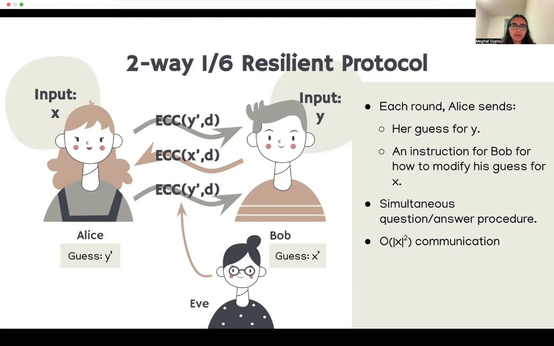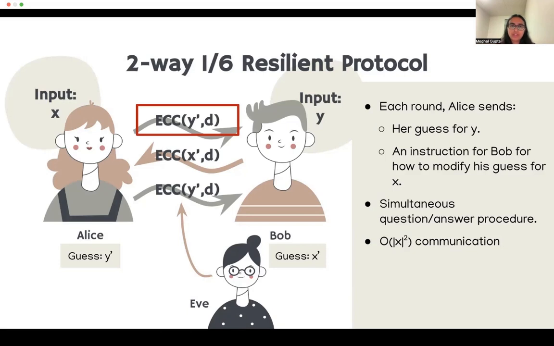So the general structure of the protocol is as follows. Alice is going to keep track of a guess Y prime for Bob's input, and her messages are going to look like the following. The message she's going to send consists of two parts. The first thing is her guess Y prime, which is her current guess for Bob's input Y. The second thing is an instruction.